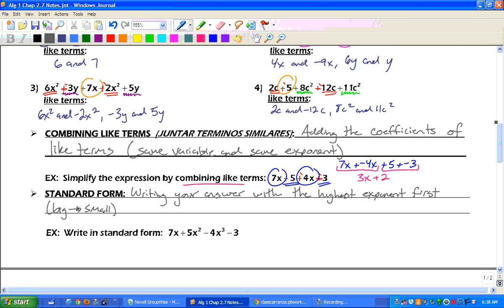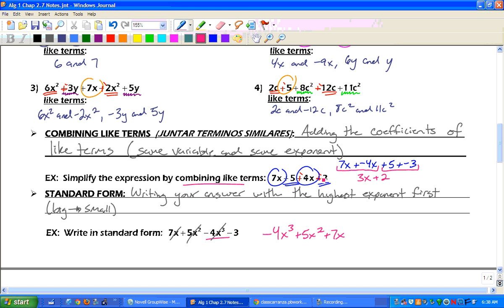So let's take a look at our little hidden example right there. Now, the biggest exponent here is negative 4x to the third. Okay? After I write it, I'm going to cross it out so I know that I used it. Okay? After that is my positive 5x squared. Then comes, that's a positive 7x.